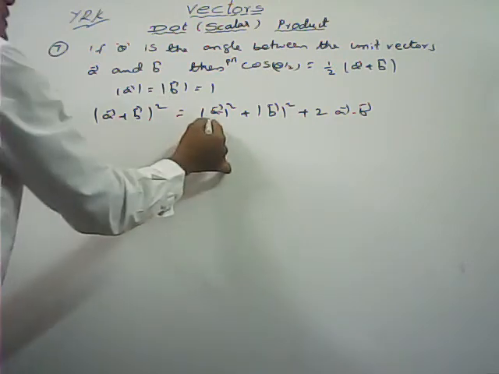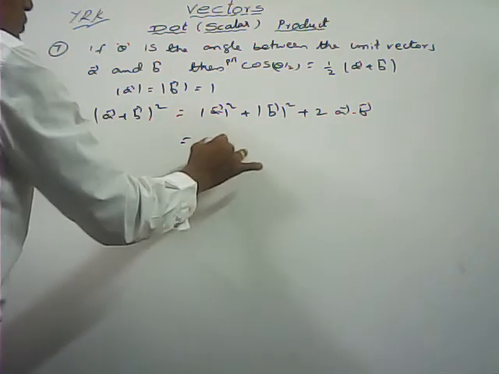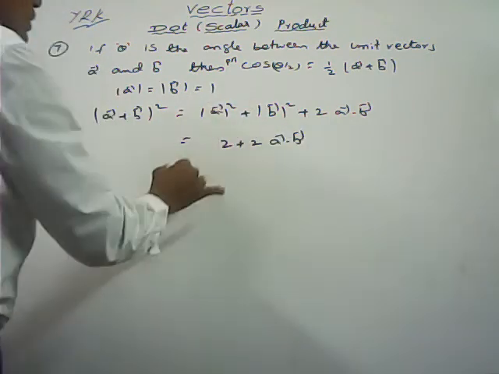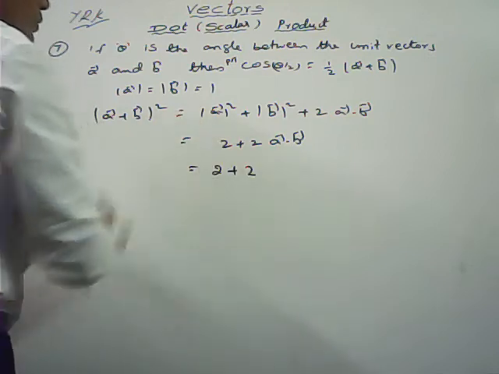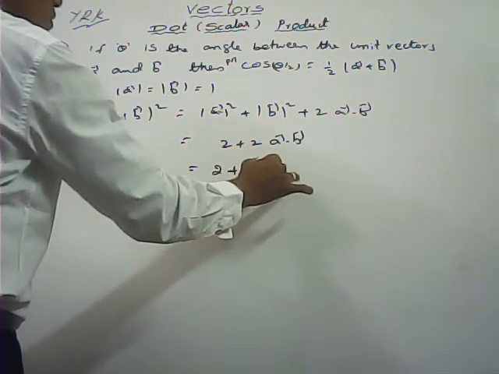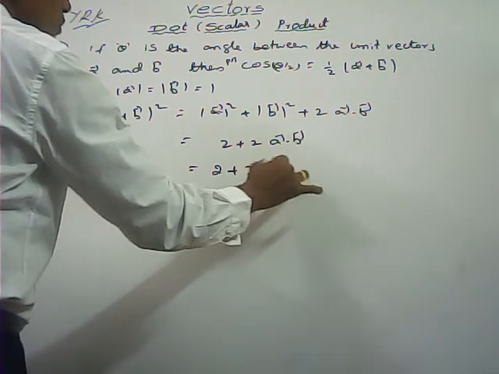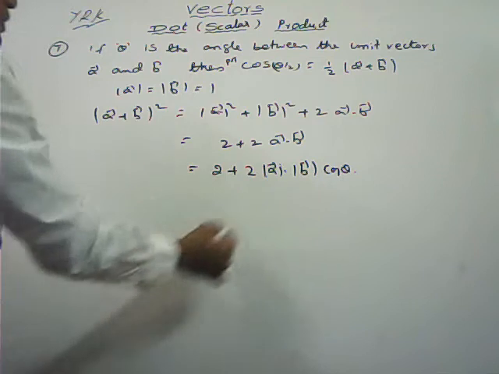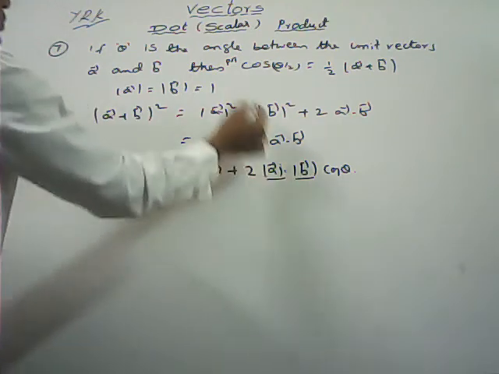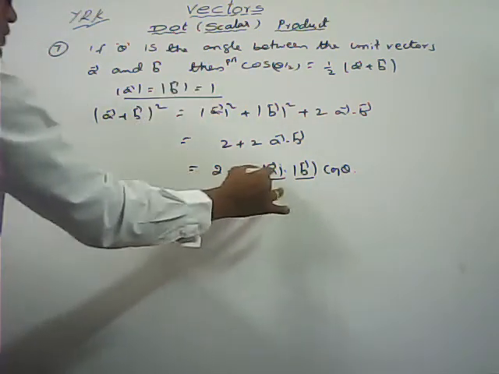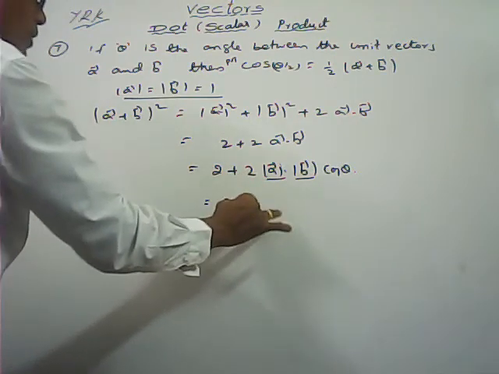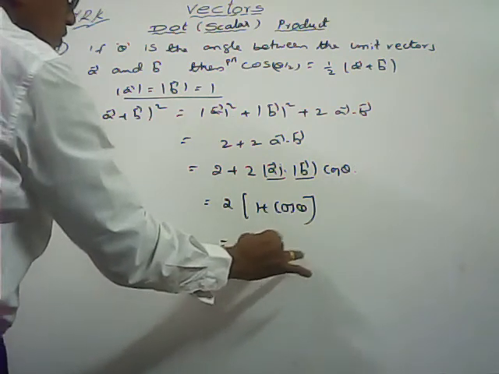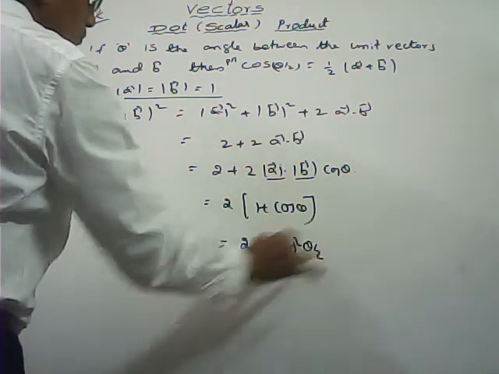That is equal to, these are unit vectors, 1 square 1, 1 plus 1 is 2, plus 2 into A bar dot B bar. That is equal to 2 plus 2 into A bar dot B bar, we can write modulus of A bar into modulus of B bar into cos of angle between the two vectors. Here modulus of A bar is 1, modulus of B bar also 1, both are unit vectors. So from these two terms, if I take 2 as common, 1 plus cos theta. 1 plus cos theta, that is 2 cos square theta by 2.